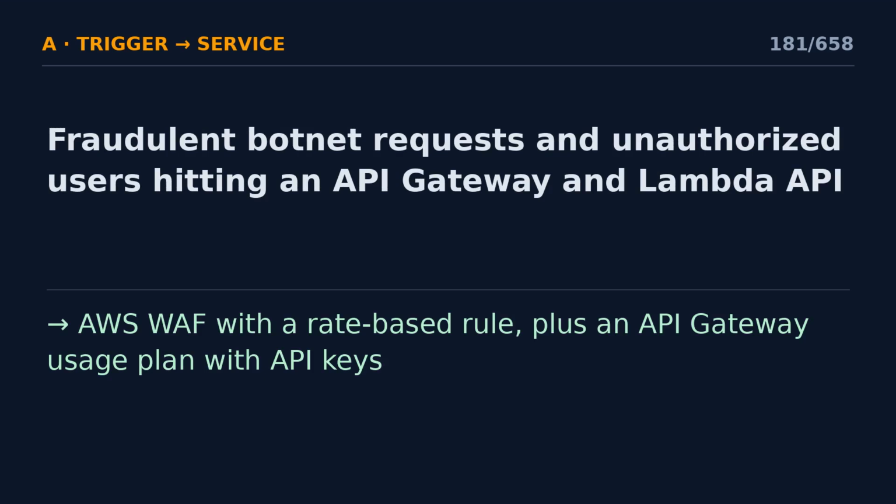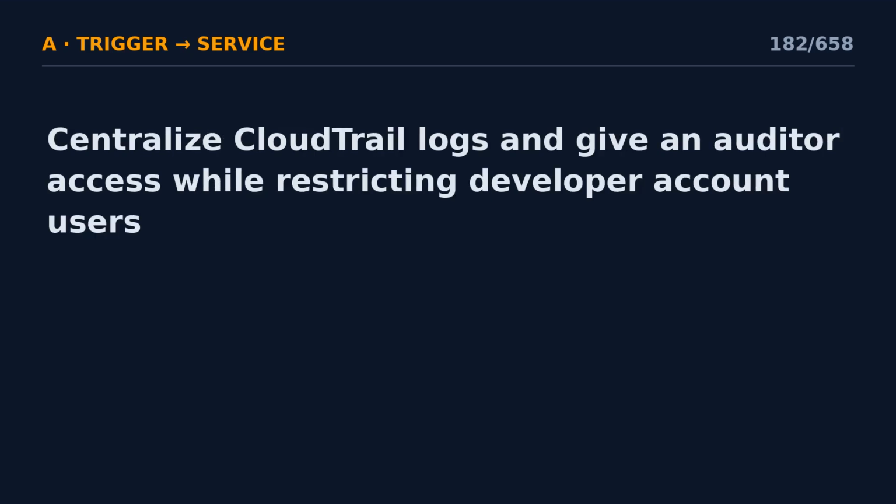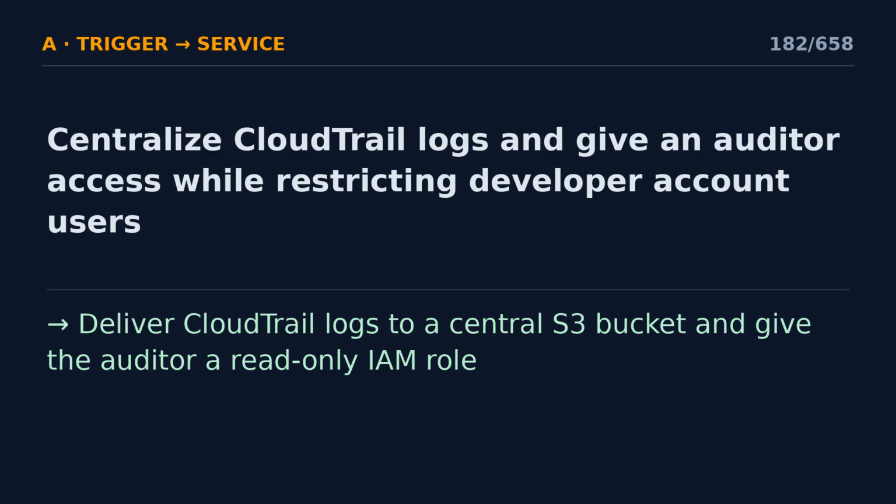Answer: AWS WAF with a rate-based rule, plus an API Gateway usage plan with API keys. Centralize CloudTrail logs and give an auditor access while restricting developer account users. Answer: deliver CloudTrail logs to a central S3 bucket and give the auditor a read-only IAM role.